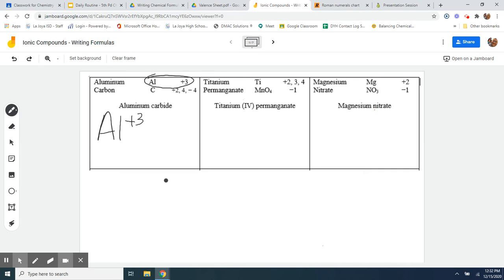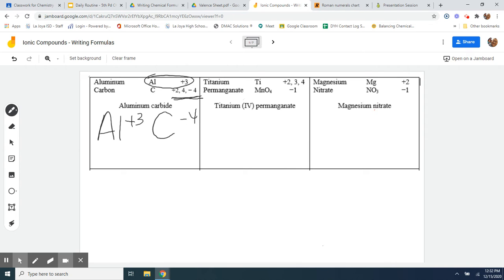Negative or positive? I don't see the chat moving. The chat is empty. What should I use for carbon? Should I use this +2, +4, or -4? The anion has to always be negative. I'm going to use the -4.